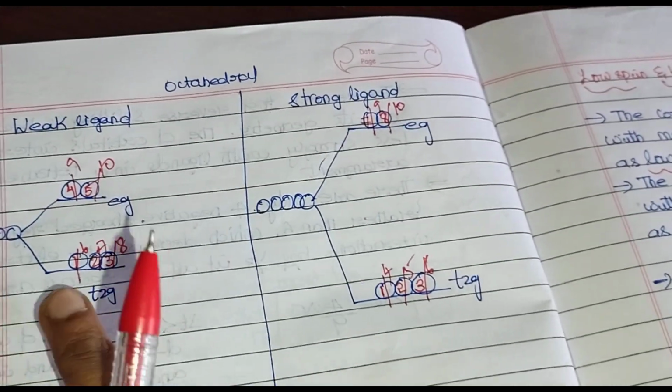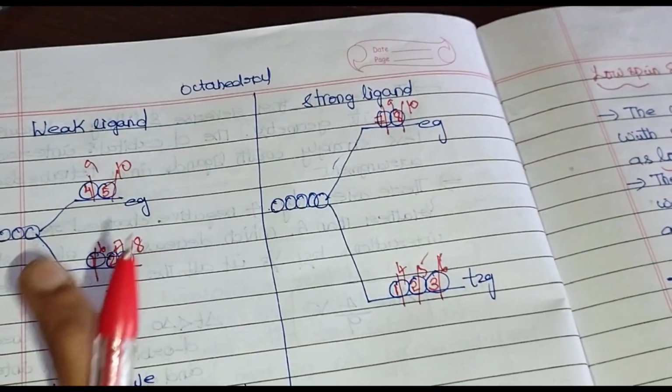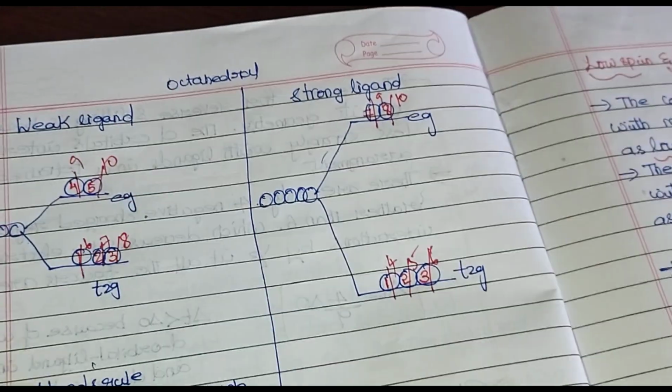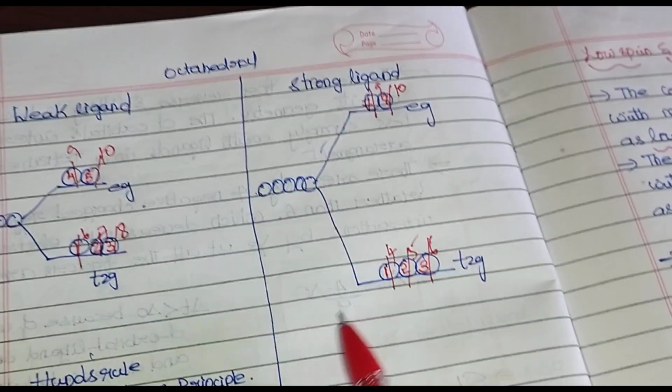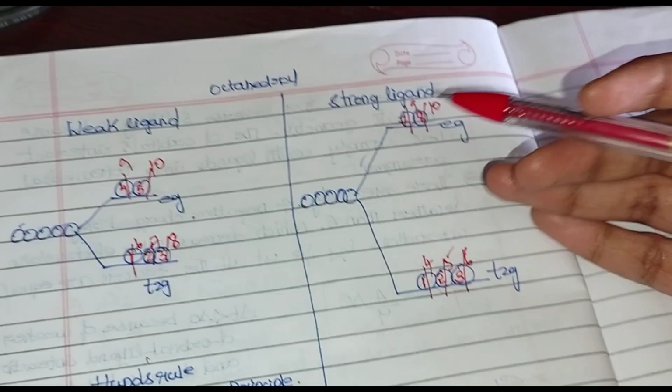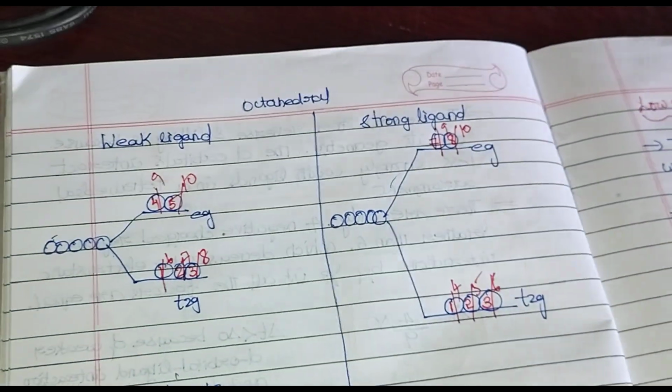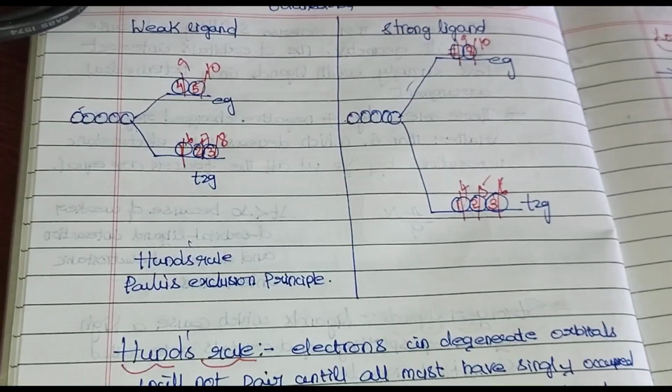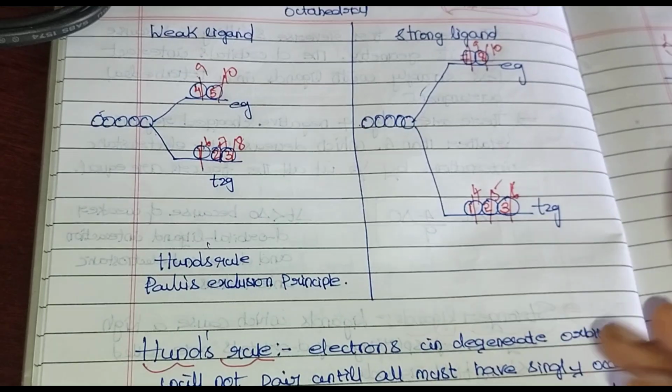In the weak ligands normally 1, 2, 3, 4, 5, again 6, 7, 8, 9, 10. Like this it is filled. But here pairing starts here only, and after that here it will be filled. So like this the pairing starts in weak ligands and strong ligands.